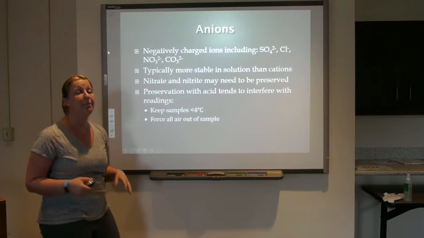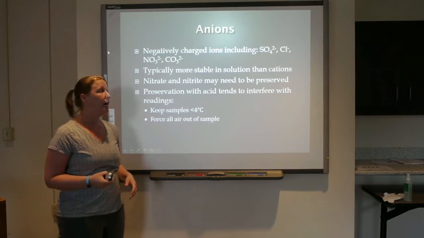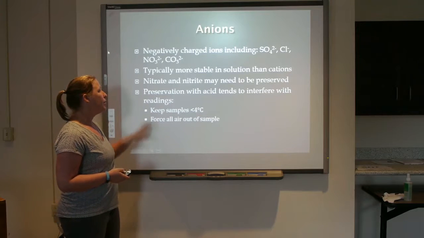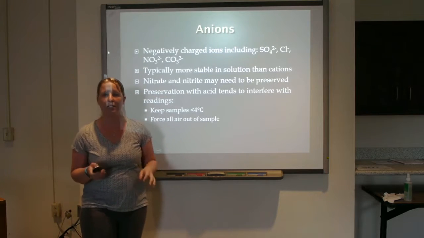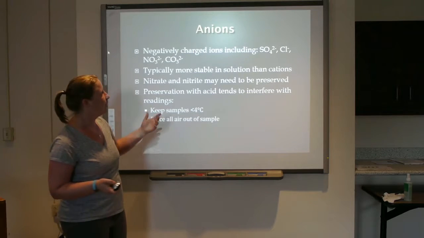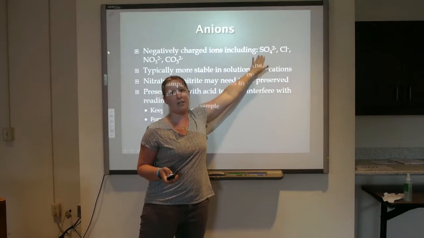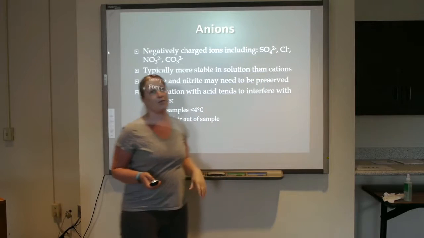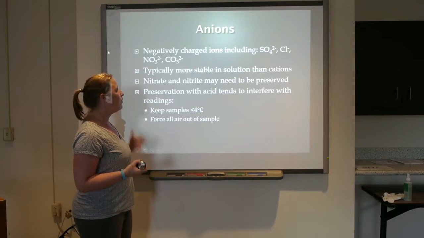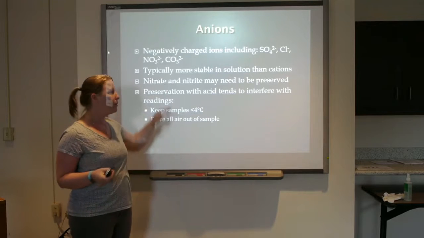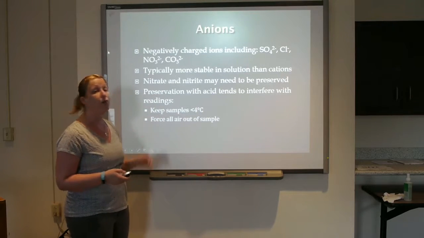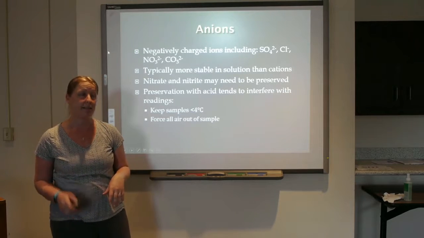Nitrate and nitrite may still need to be preserved, like I spoke about on the previous slide. Preservation with acids tends to interfere with these readings. For example, sulfuric acid would add sulfate, hydrochloric acid would add chloride, nitric acid would add nitrate, or would interfere with nitrate. So we don't preserve with acid. We keep these samples below 4 degrees Celsius, and we force all the air out of the sample to limit oxidation.